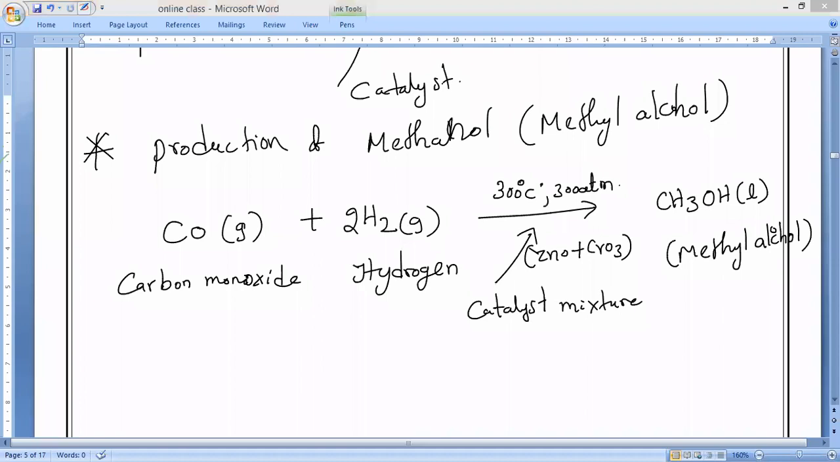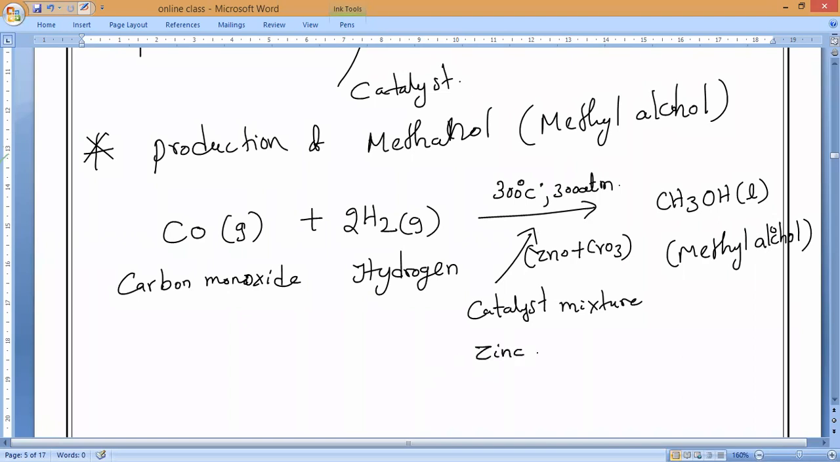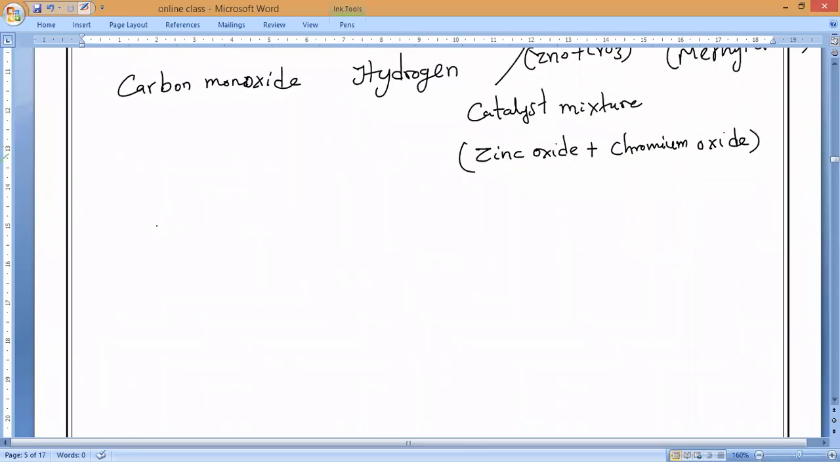Is it okay, everybody? So what is the mixed catalyst here? Zinc oxide plus chromium oxide. Please all of you remember, that is what we have to use. Production of what? Production of methanol, which is methyl alcohol, we can say. Clear, everybody? That is what you have to remember.